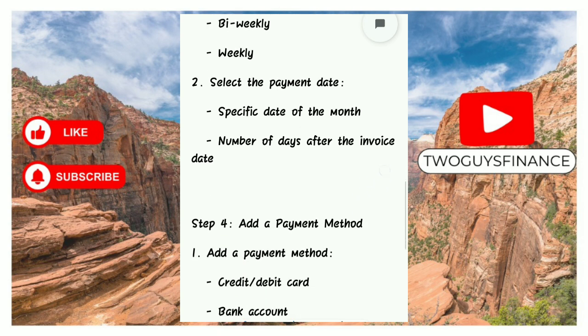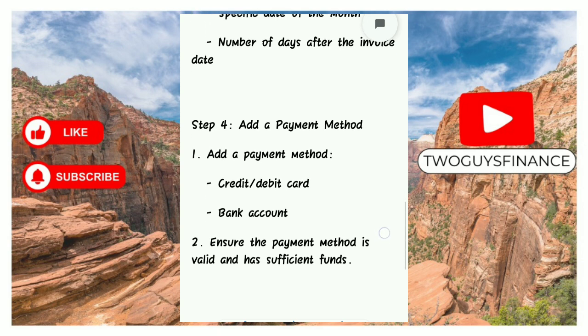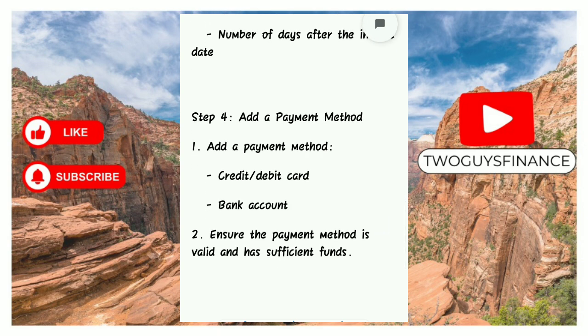Then the fourth step is to add a payment method. So you want to add a payment method. You could use a credit card or debit card. You could also use bank accounts. So you want to ensure that the payment method is valid and has sufficient funds.